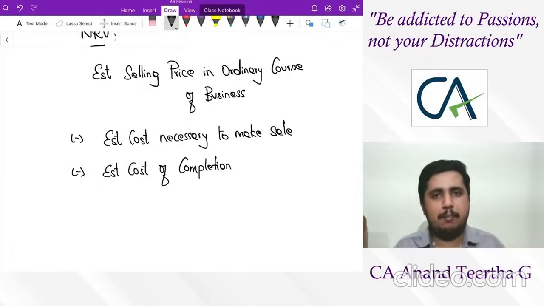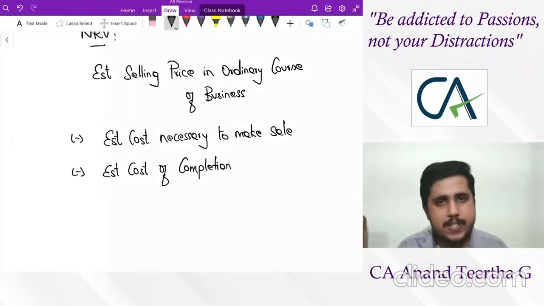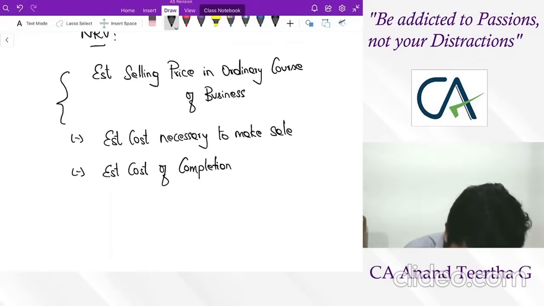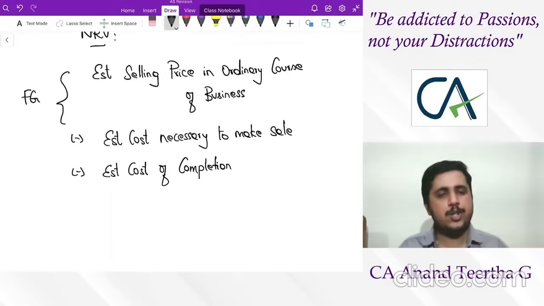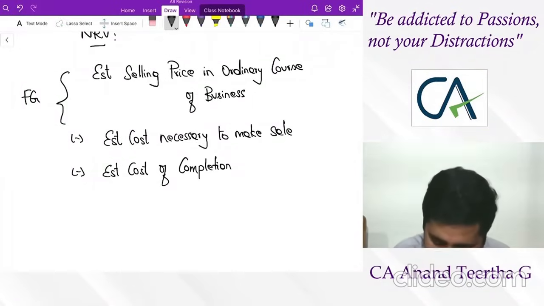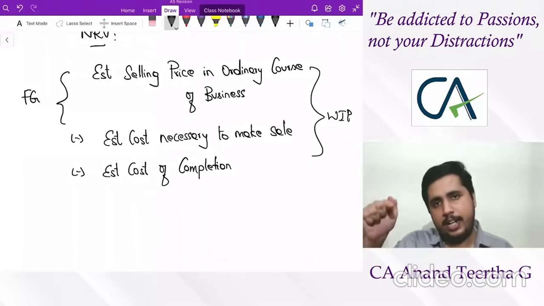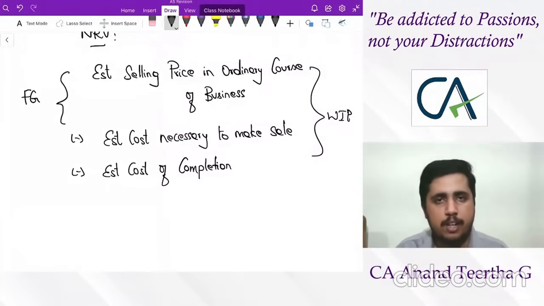So estimated selling price in the ordinary course of business, less estimated cost necessary to make sale, which is cost of sales or your selling cost, less estimated cost of completion, if the completion is yet to happen, if the product is yet to finish. So I will consider only the first two if finished goods are involved: basically selling price minus selling cost. Cost of completion will come when work in progress is involved. If work in progress comes into the picture, the entire formula is applicable. If finished goods are involved, only the first two lines apply; the third line doesn't come because it is already completed.